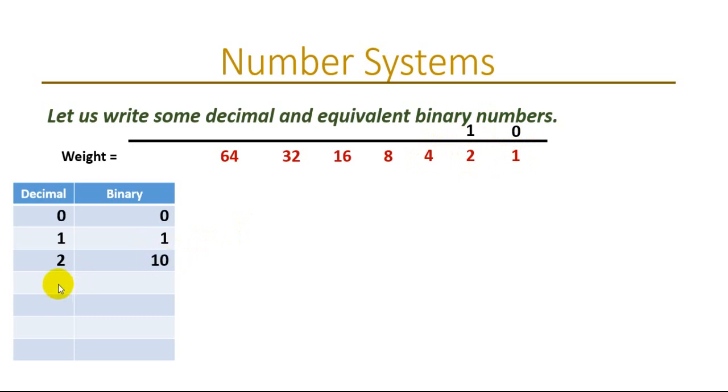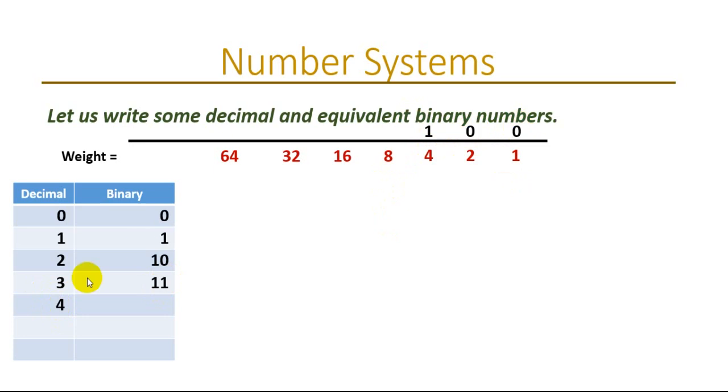Okay. So now let's go to 3. How do we write 3? 1 2 and 1 1. So 2 plus 1, 3. So 1 1 will be 3. Okay. Let's go to see how 4 is done. 4, how do we write? Okay, we put 1 here, that is 4. So we have used the 4. We don't need 2, we don't need 1.